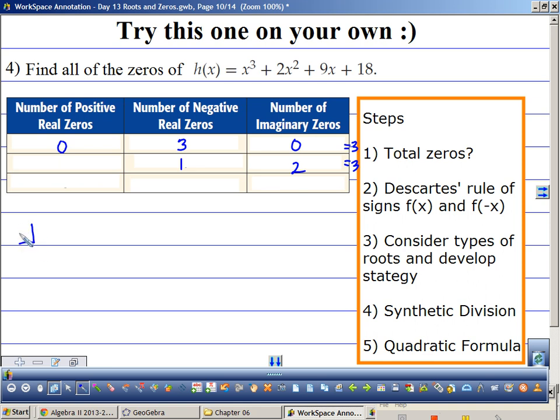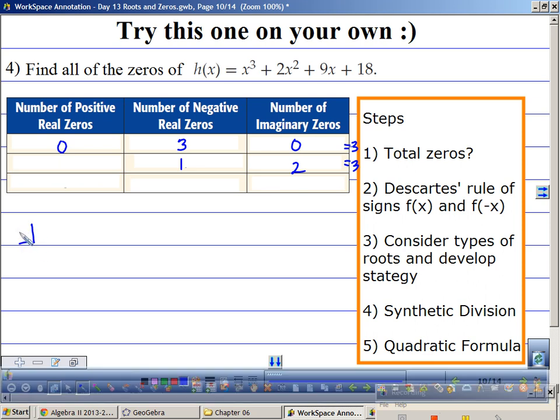So what would you use in the negative direction? Negative 1, with coefficients 1, 2, 9, 18. So negative 1, 1, negative 1. Is this going to work? Why did you choose negative 1? Because we know we could have 3 in the negative direction. So let's start with negative 1. Oh, we can go up to negative 3. No. Okay, let's back up.